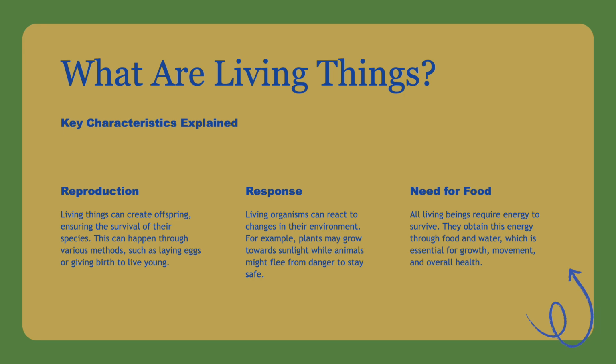Need for food and water. All living things need energy. Humans eat food and drink water. Animals eat plants or other animals. Plants make their own food using sunlight, water, and air. Without food or water, living things cannot survive.